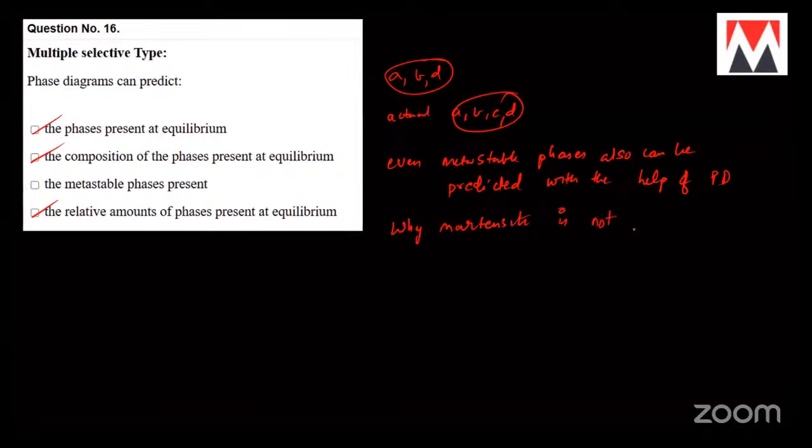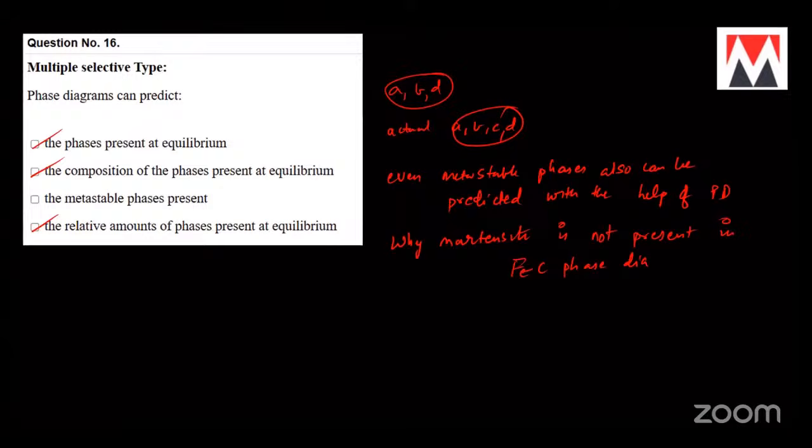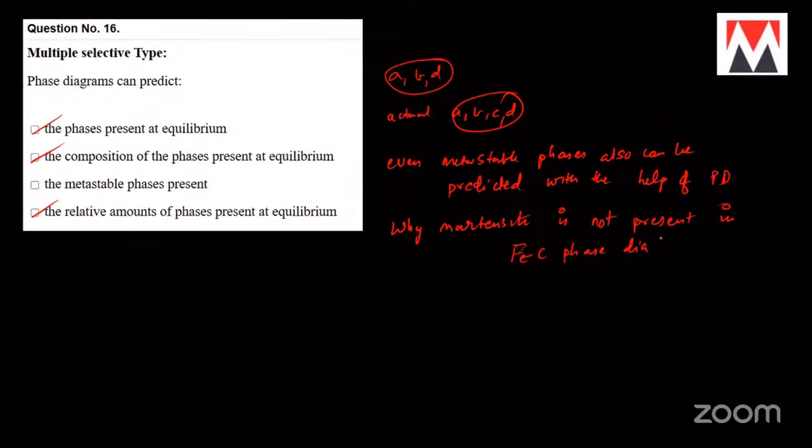Then my question to you is, why martensite is not present in iron carbon phase diagram? Because martensite is a metastable product. Then why martensite is not present in iron carbon phase diagram? Can anyone answer this? If anyone is able to unmute and answer also, they can answer. Try to tell this.